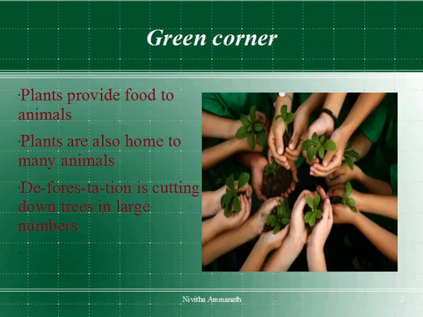The picture you see here is children trying to plant small trees or seedlings, and these will become bigger plants and trees. This is part of Vanotsav, which is the environment solution and celebration by the government of India. Vana Utsav means the festival of forests.